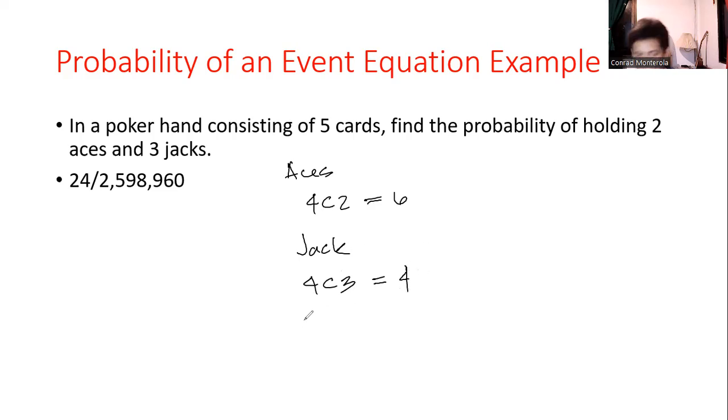Of course, the formula for combination is n factorial divided by r factorial times n minus r factorial. So for example, 4 combination 3 is 4 factorial divided by 3 factorial, then 4 minus 3 is just 1 factorial. So that's just 1.